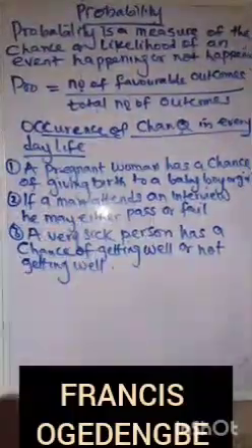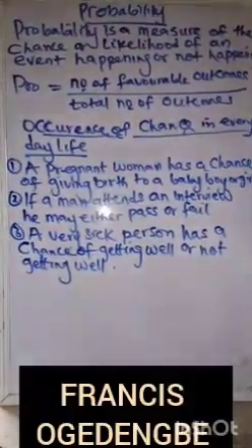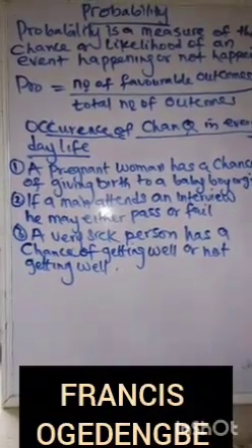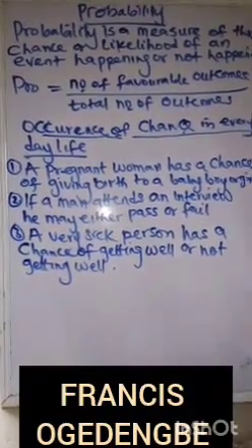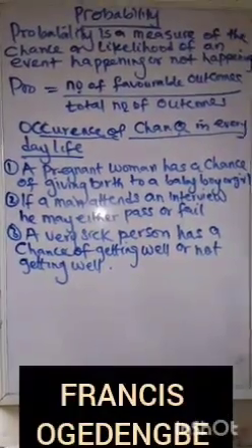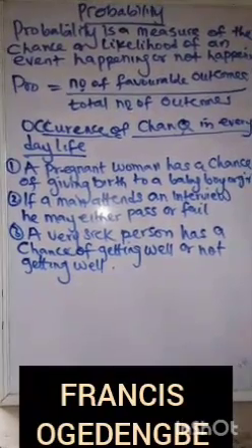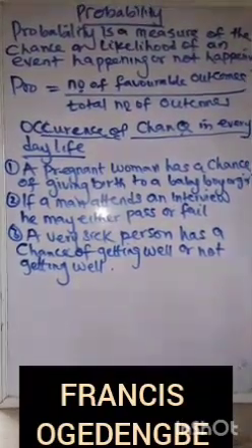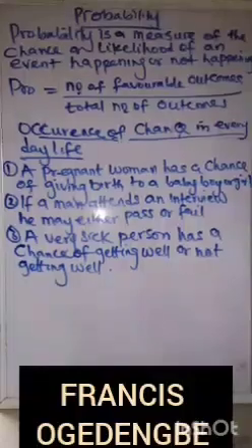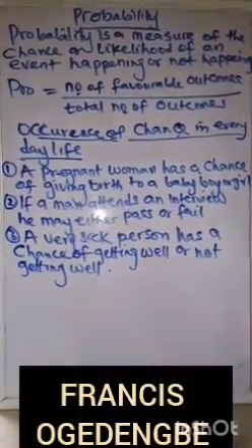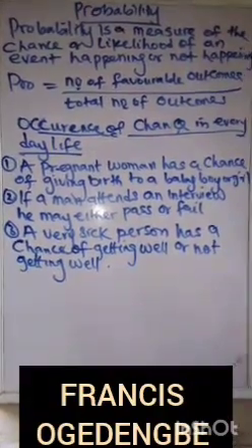Probability occurs all around us in everyday life. A pregnant woman has a chance of giving birth to a baby boy or a girl. That is probability. If a man attends an interview, he has a chance of either passing or failing. A very sick person has a chance of getting well or dying in the hospital bed. That is also probability.